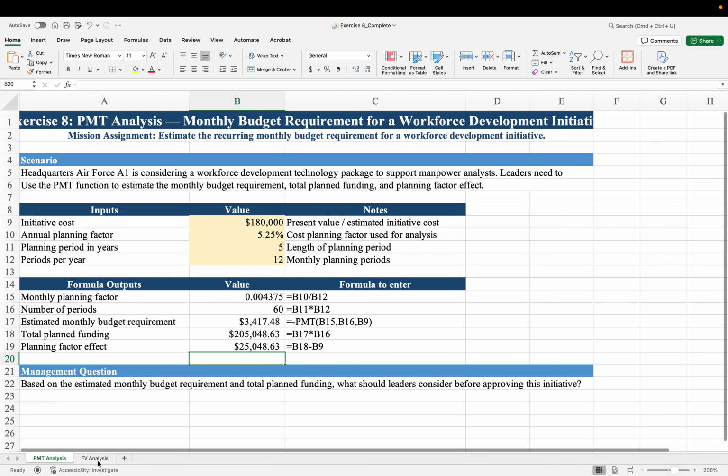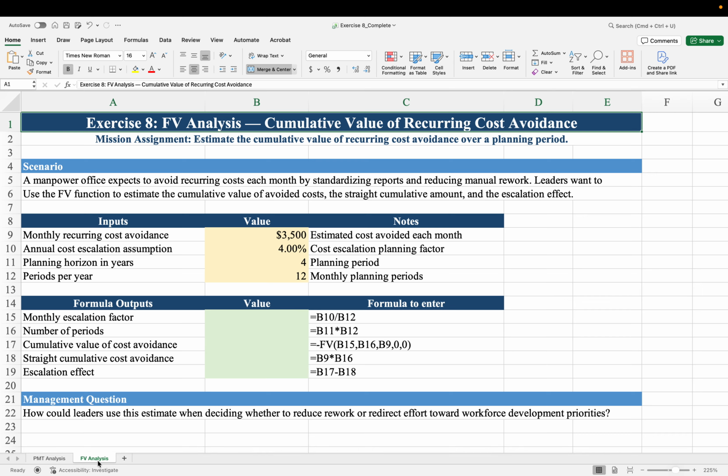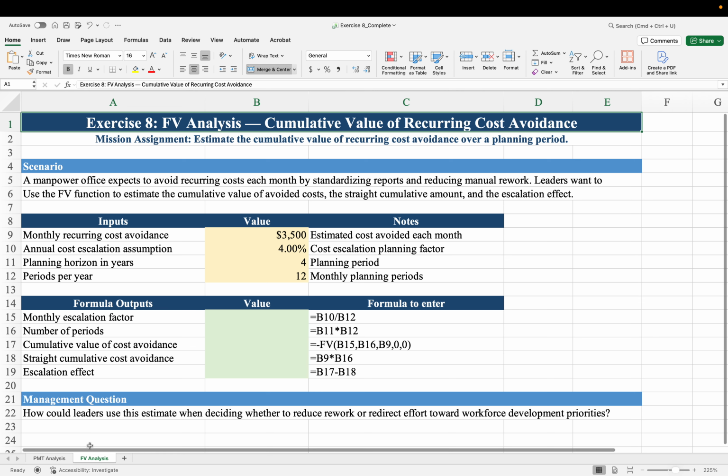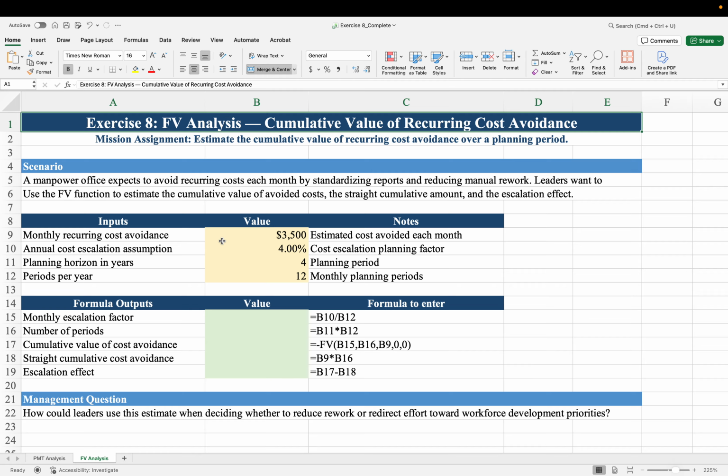Let's next turn our attention to the future value worksheet. This function allows us to determine the savings over time for an initiative. So if we take a manpower initiative to reduce rework, we have a number of assumptions that go into that. That is, we expect this initiative to produce a cost avoidance of $3,500. That annual cost assumption projected over time will grow at 4%. And this is a 4-year initiative, obviously with 12 months.